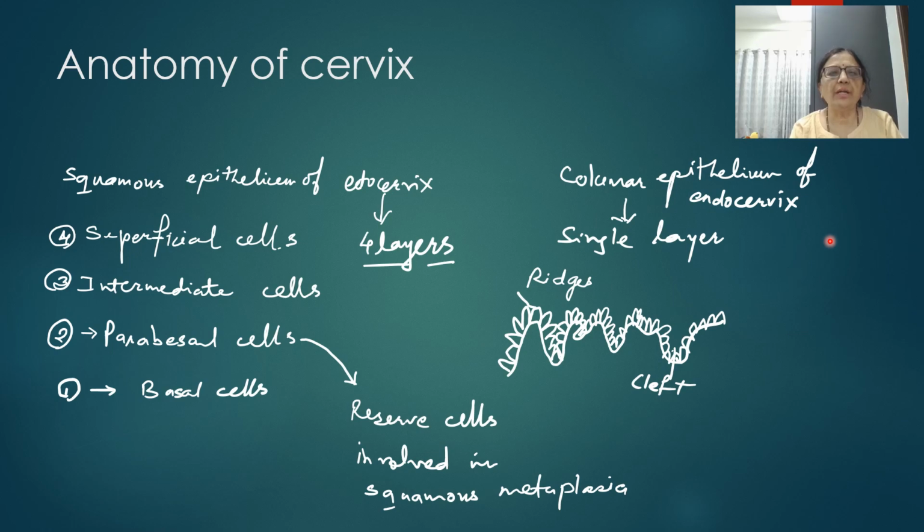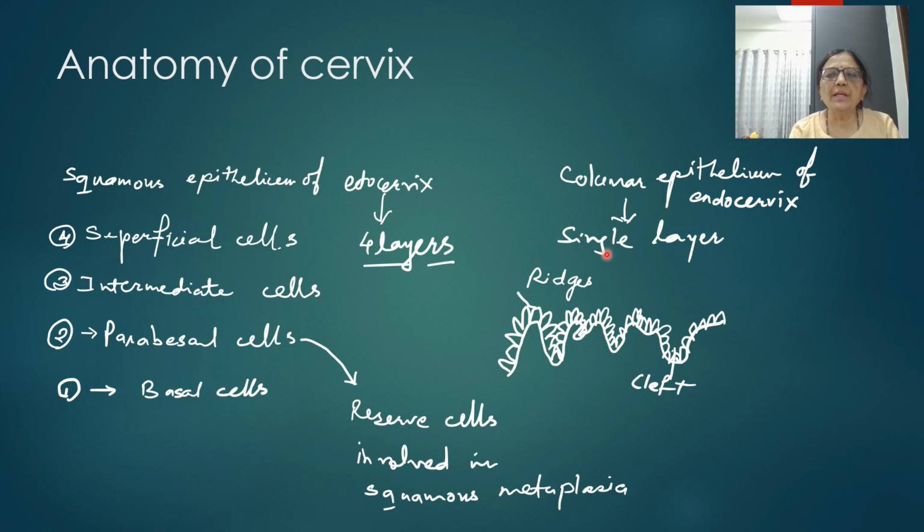Now, if we look at the anatomy of the cervix from the point of view of the development of CIN, important points in the anatomy are: we have the ectocervix, which is lined by squamous epithelium, and we have the endocervix, which has columnar epithelium. Squamous epithelium has 4 layers, whereas columnar epithelium is a single layered epithelium. The 4 layers are superficial cells, intermediate cells, parabasal cells, and basal cells. Parabasal cells are the reserve cells which are involved in squamous metaplasia.